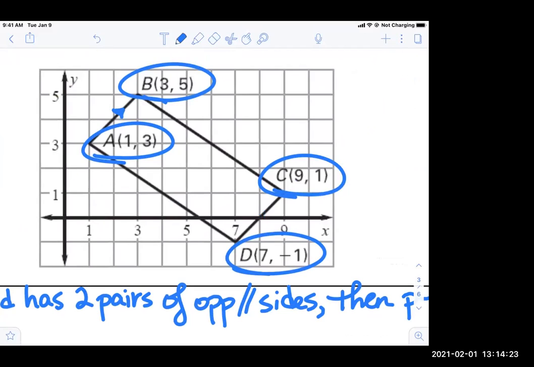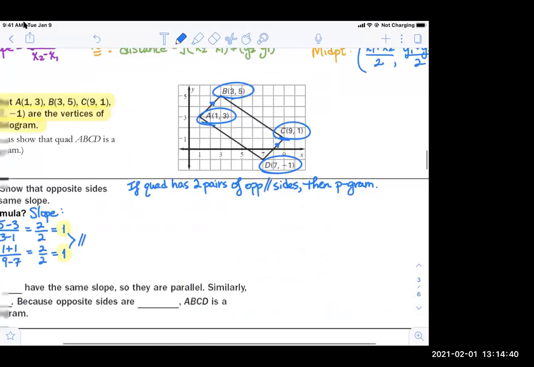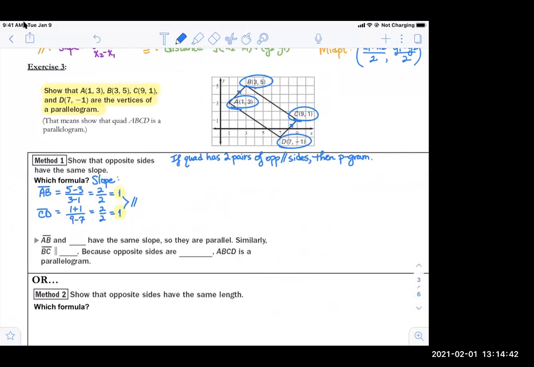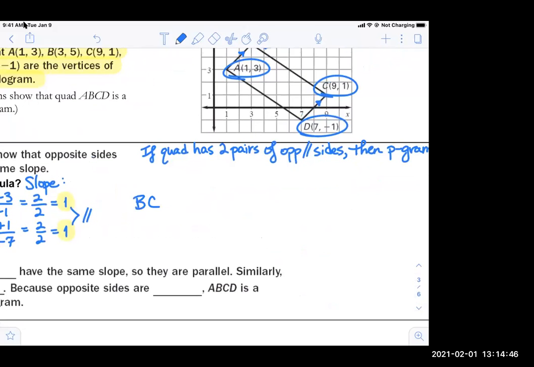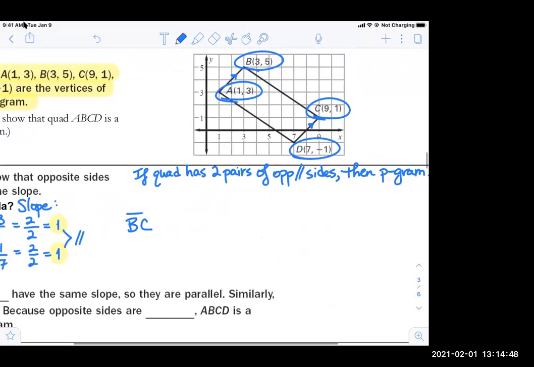No. What other kind of shape has one pair of parallel sides? Trapezoid. Right. So if you only show one pair of parallel sides, you know that it's potentially a parallelogram, but it could maybe also be a trapezoid. So we want to make sure we do both pairs of opposite sides. Our other pair would be BC and AD.